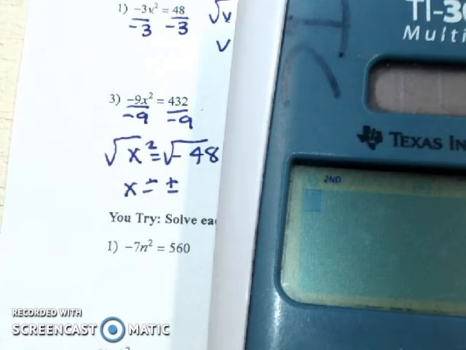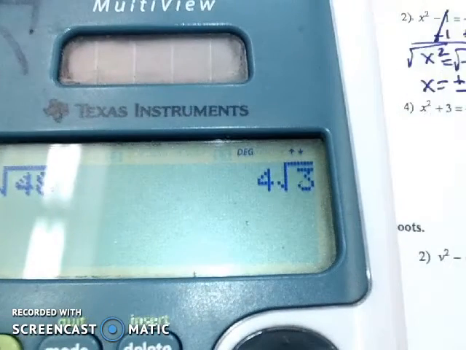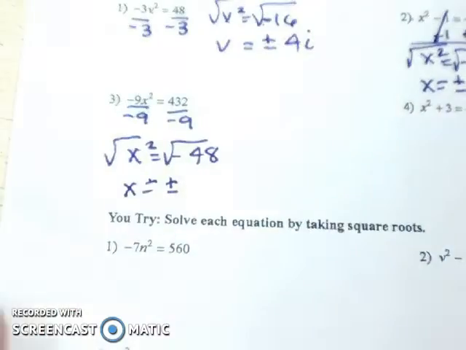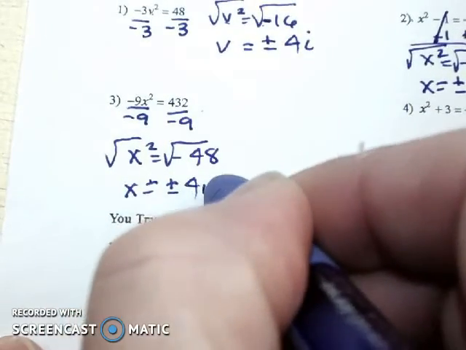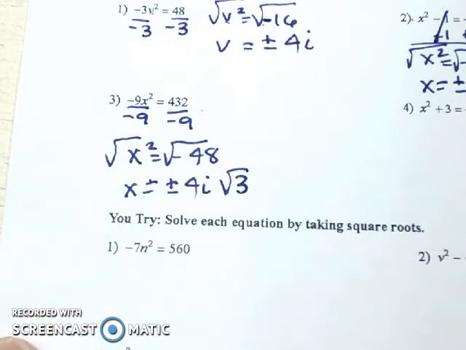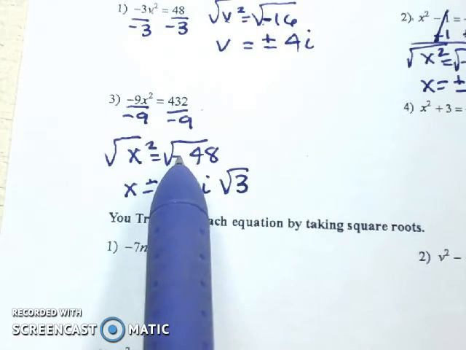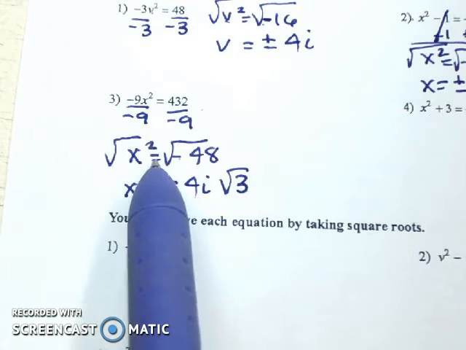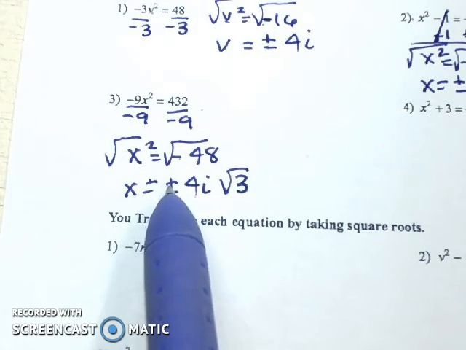So when I take the square root of 48, because it's not a perfect square, we're going to have to simplify it. If you'll just use your calculator and let it do it for you, we can see that that's 4 square roots of 3. So my answer is plus or minus 4i times the square root of 3. You just got to remember, if you're taking the square root of the negative, to put the imaginary part in your answer. And when you take the square root, you've got the possibility of it being a positive number or a negative number.